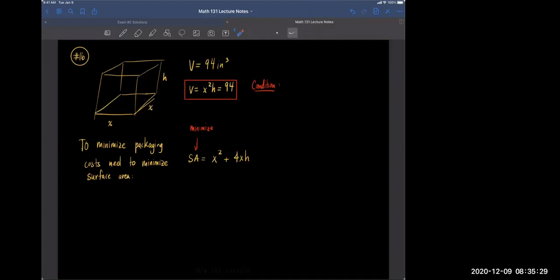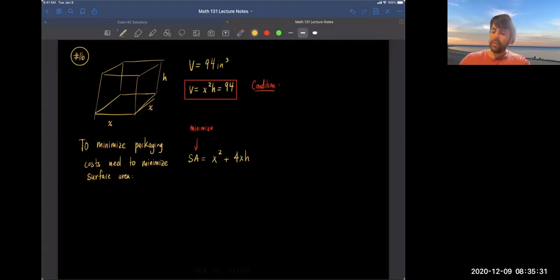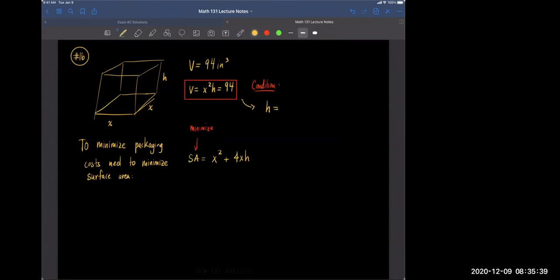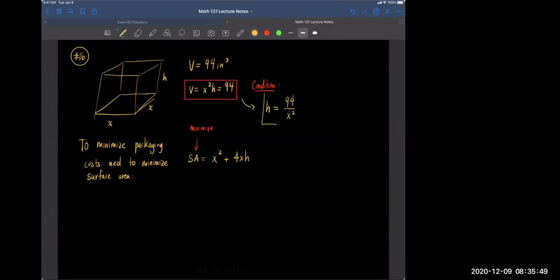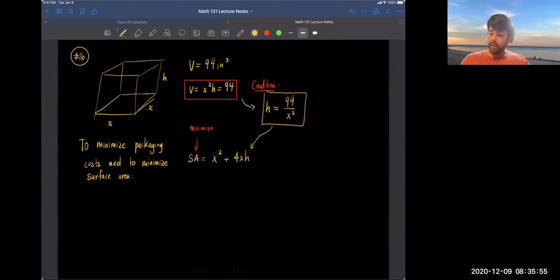h. So let's solve for h. From our condition, what is h? Well, you have to divide both sides by x squared. That's right. And I get 94 over x squared. And you replace that for h in the volume formula. Yeah, that's right.